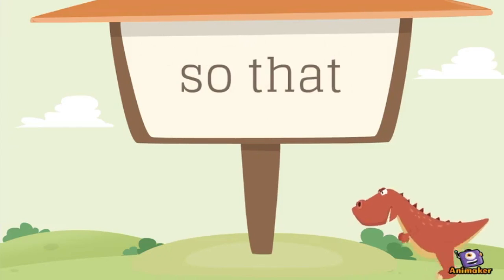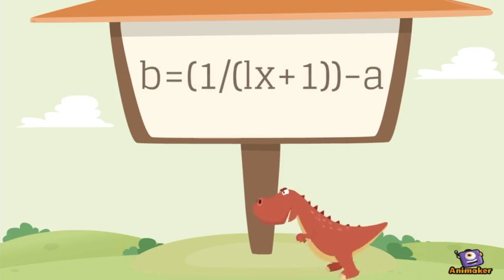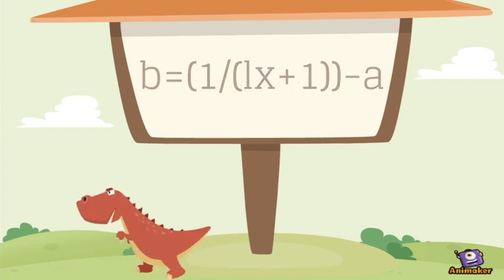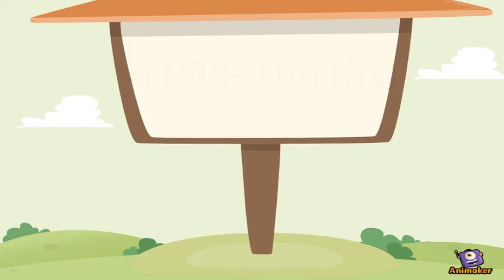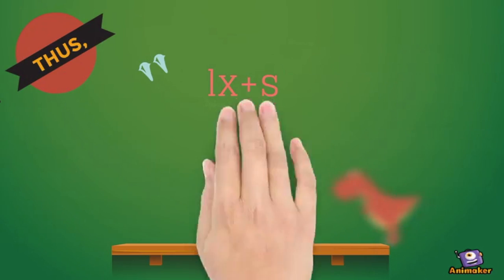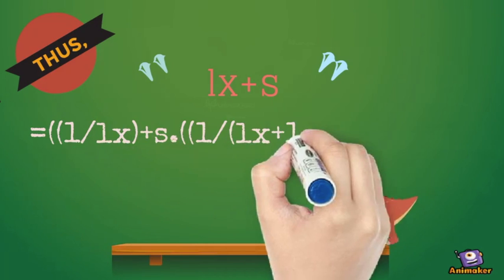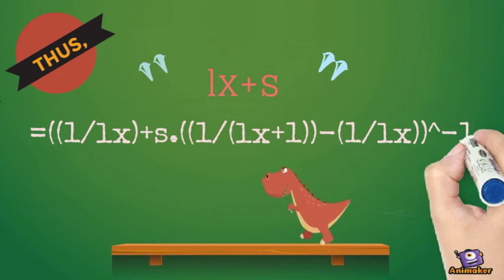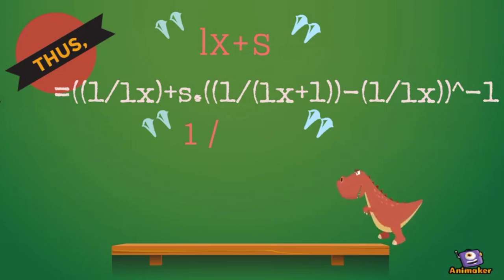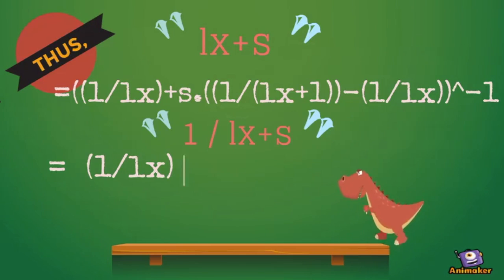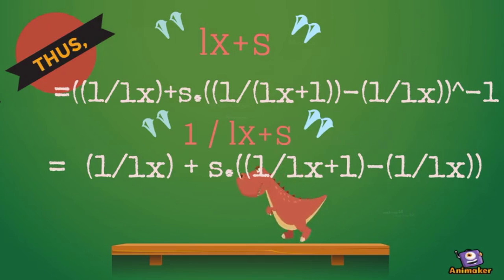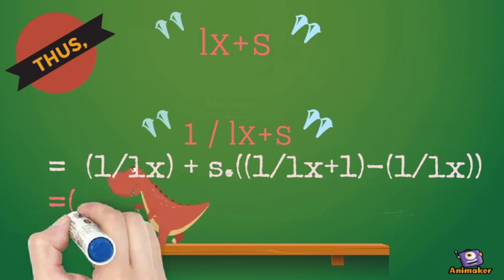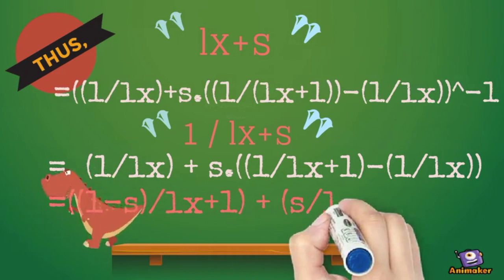So that b equals 1 over Lx plus 1 minus a, which is equal to 1 over Lx plus 1 minus 1 over Lx. Thus, 1 over Lx plus s is equal to 1 over Lx plus s times (1 over Lx plus 1 minus 1 over Lx). Therefore, it is equal to s times 1 over Lx plus 1 minus s times 1 over Lx.